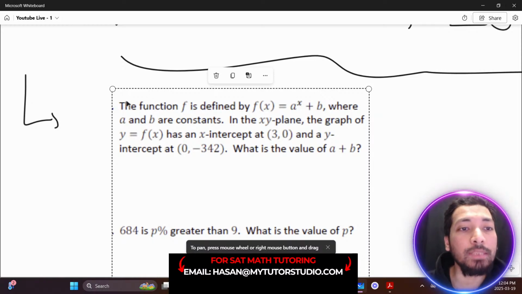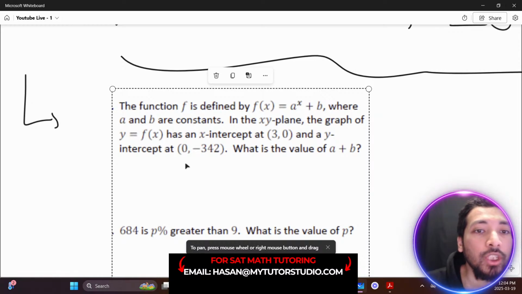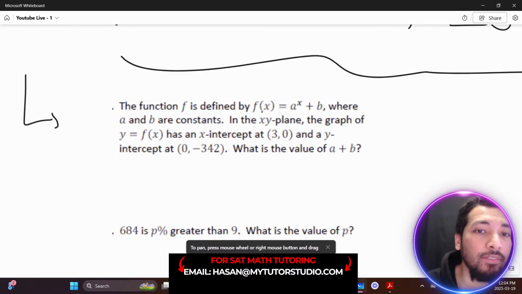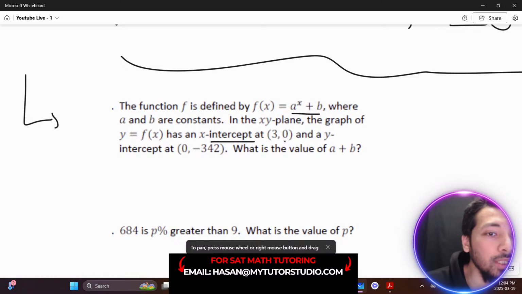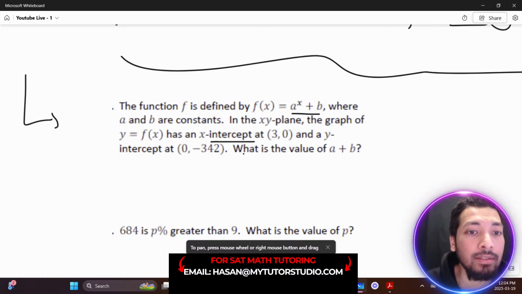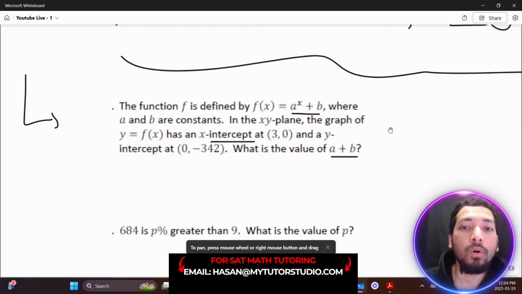Okay, so this problem statement says the function f is defined by f of x is equal to a to the power of x plus b, where a and b are constants. In the xy plane, the graph of y is equal to f of x has an x-intercept at 3, comma 0 and y-intercept at 0, comma negative 342. What is the value of a plus b?